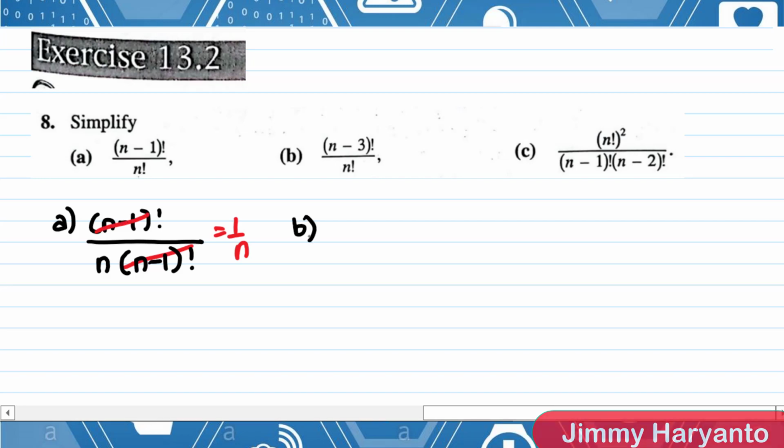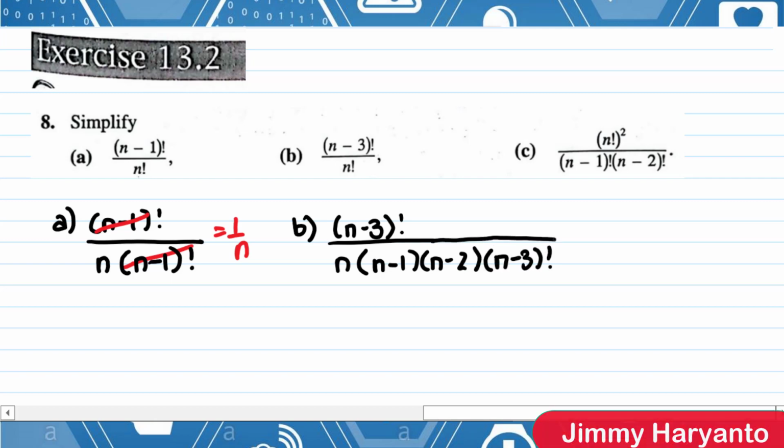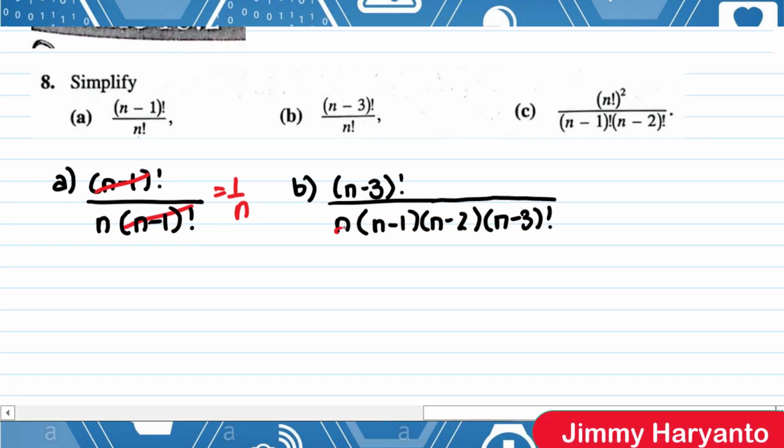Next is B. For B, we have n minus 3 at the top. So I think for this one, the larger one is n factorial. Yeah, so we have to break down the n into n minus 1, n minus 2, and also n minus 3. Yeah, we will stop right here and then combine the rest of them into n minus 3 factorial. So we can cross out that one, and this one is the result. 1 over n in the bracket n minus 1, and then n minus 2. Okay, that is for B.